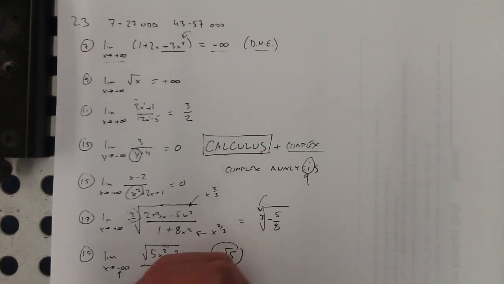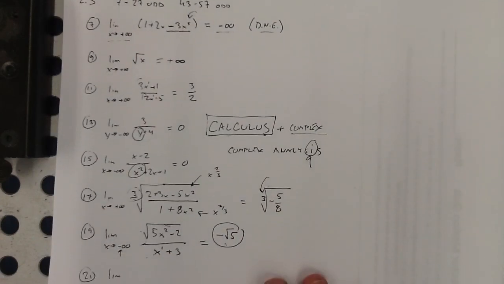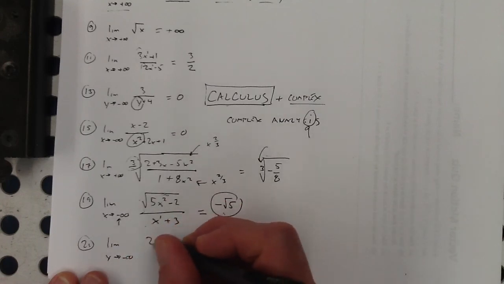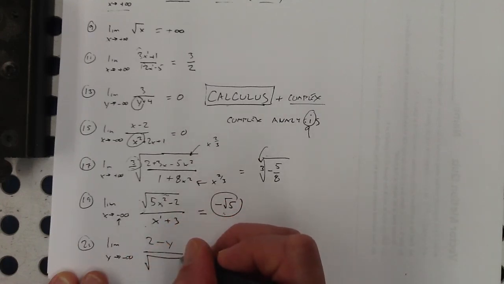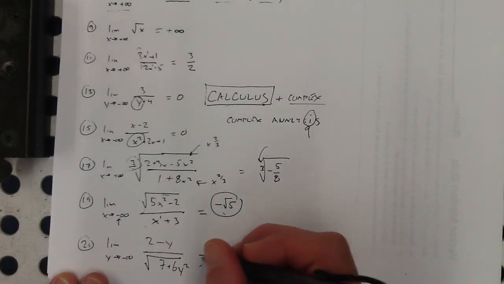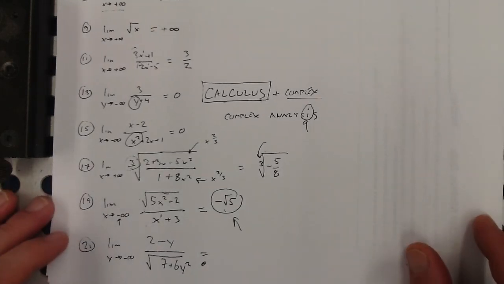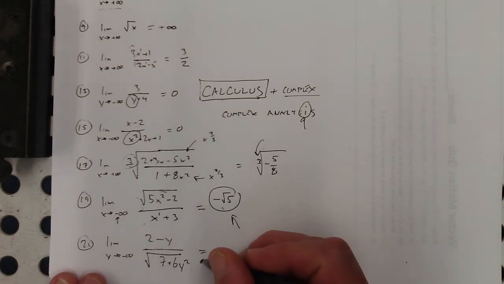Number 21, cruising right along, limit as y approaches negative infinity, 2 minus y over the square root of 7 plus 6y squared. Okay, so if you didn't get this one right, then pause for a second and reconsider what you did for 21 in light of number 19. Pause. Did you pause and go back and look at it? Give you another chance to do the right thing.